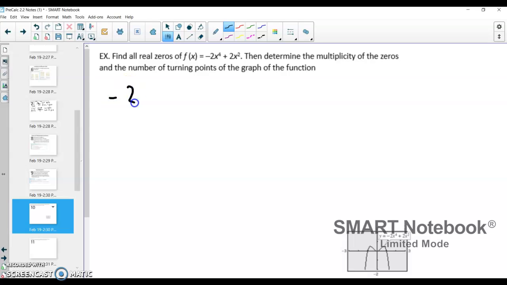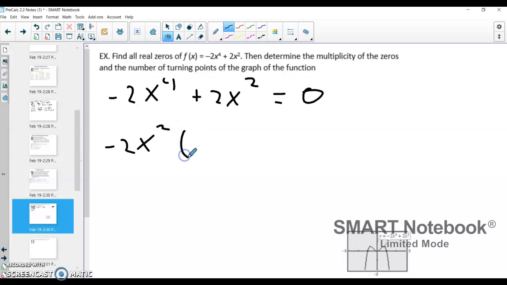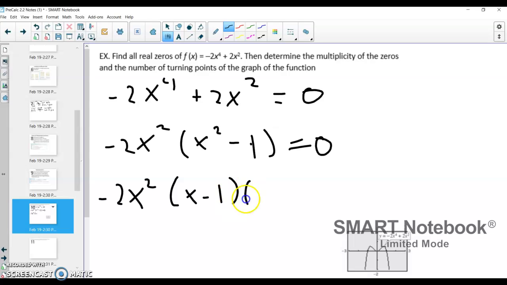So if we have negative 2x to the fourth plus 2x squared equals 0 here, we can pull out a negative 2x squared, and then that's going to leave us with x squared minus 1. That's still equal to 0. And then this x squared minus 1 breaks down, so this becomes negative 2x squared, x minus 1, x plus 1, equaling 0.